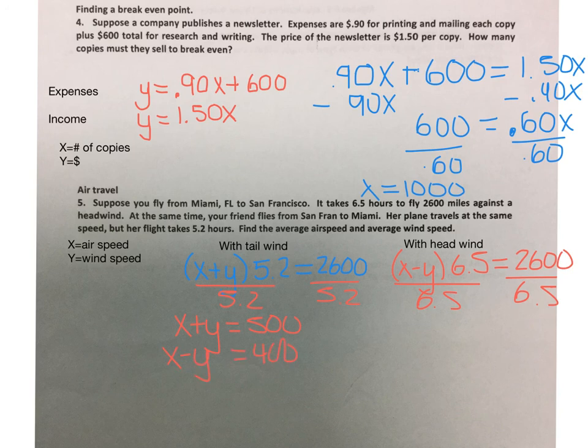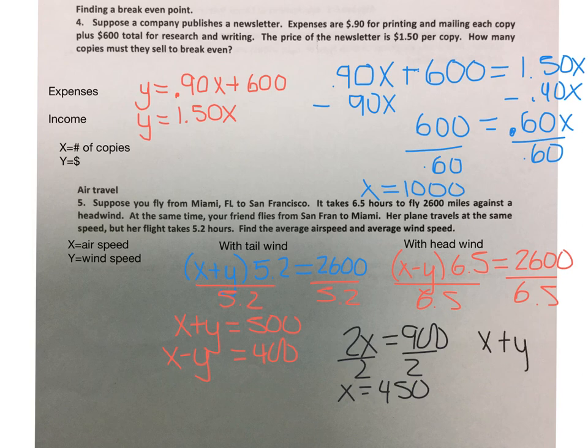So then we can add straight down. If you notice, my y's are going to cancel out. I'm going to end up with 2x is equal to 900. So if I divide, I'm going to get x is equal to 450. So I know that that's my airspeed. And then if I wanted to find my wind speed, I'm going to use x plus y equals 500. I can plug back in here. So I have 450 plus y equals 500. Again, you're going to subtract off to both sides. For the sake of space, I'm just going to fill it in. So I'm going to get y is equal to 50.